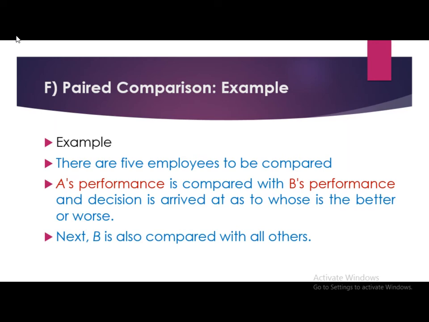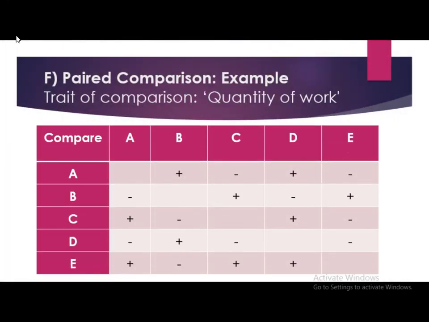One matrix will be formed. So the matrix will look like this. Compare A with A, then B with B, C with C, D with D and E with E. So the same employee cannot be compared with the same employee. So A-A, B-B, C-C, D-D and E-E will be blank. Now we will take it row wise. Consider the first row. Employee A is compared with A, so the matrix is blank.